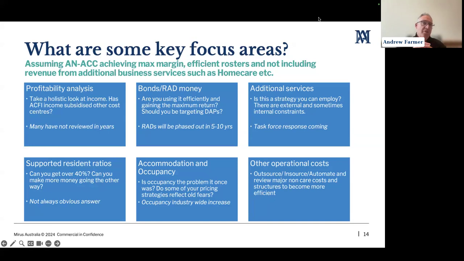So there's a lot of implications to that, and what, taking everybody that you can, and a lot of people's mission is aligned with that. But the point that we're trying to make here is with supported resident ratios, don't automatically assume that you need to try to go up to make more margin. That might not be the case. So look at that really carefully.